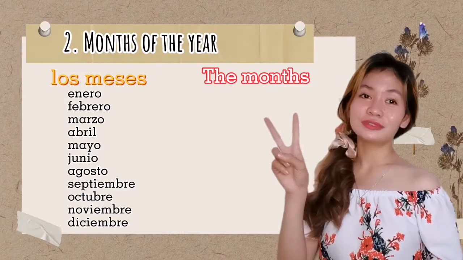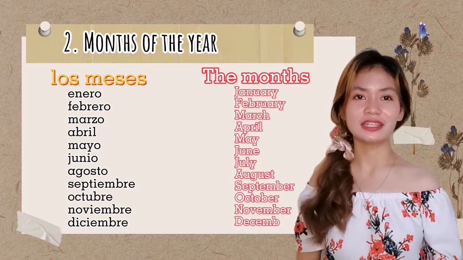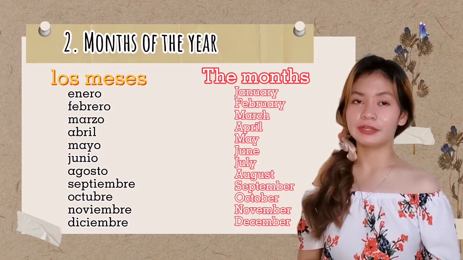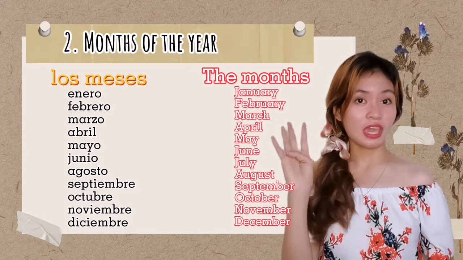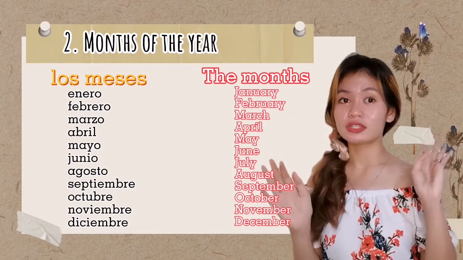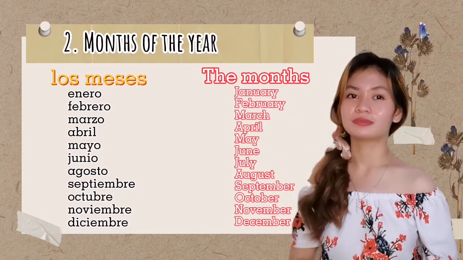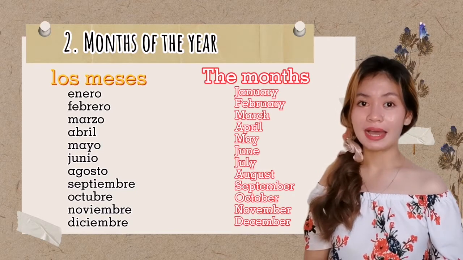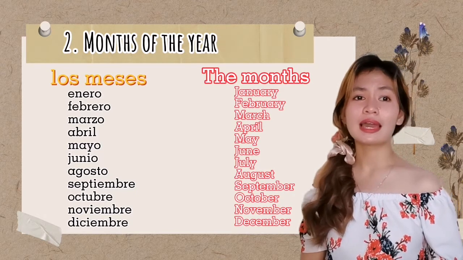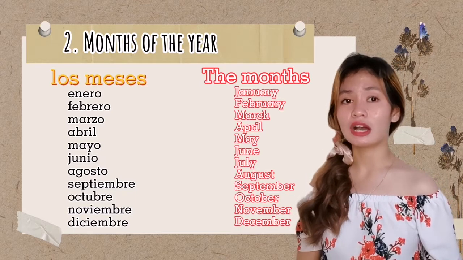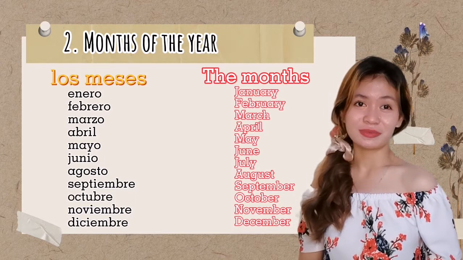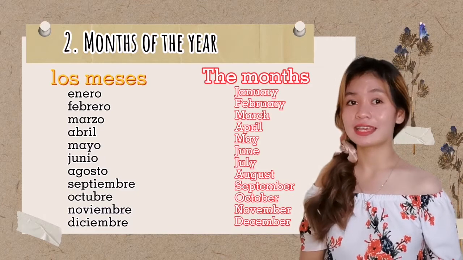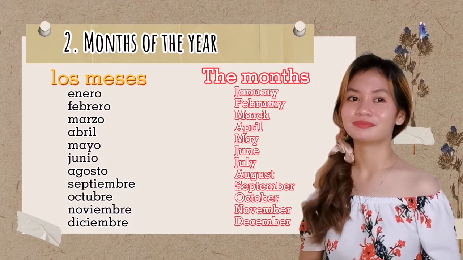Then, the second rule for words that are not capitalized in Spanish is the months of the year: January, February, March, April, May, June, July, August, September, October, November, December. In English, they are written in capital letters. But in Spanish, you don't capitalize them unless they are at the beginning of the sentence, because that's one of our rules. The beginning of the sentence is written in a capital letter.